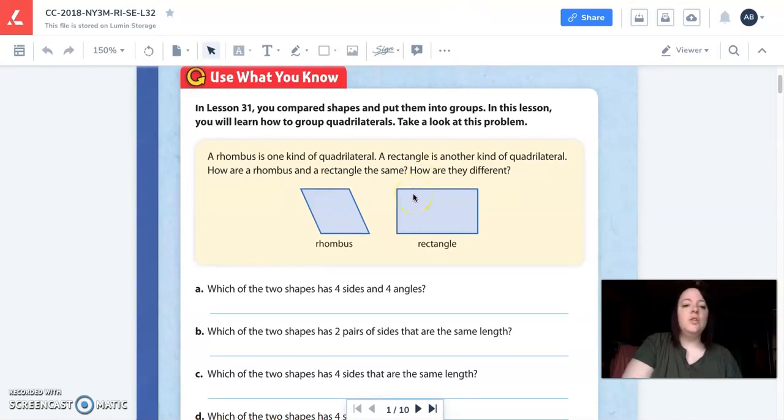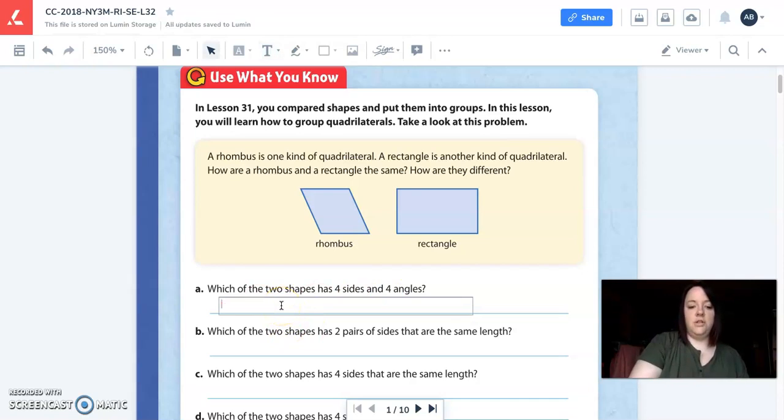All right, use what you know. In lesson 31, you compared shapes and put them into groups. In this lesson, you will learn how to group quadrilaterals. Take a look at this problem. A rhombus is one kind of quadrilateral. A rectangle is another kind of quadrilateral. How are a rhombus and a rectangle the same? How are they different?